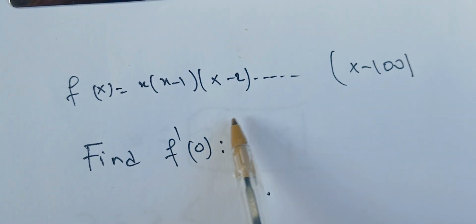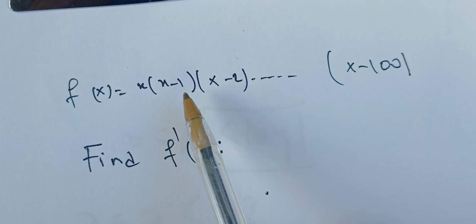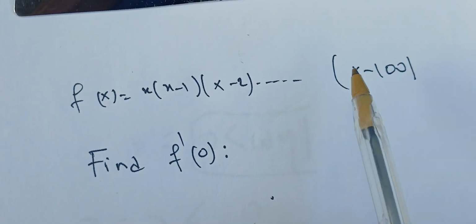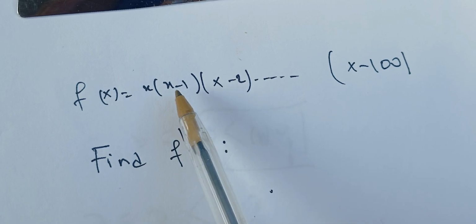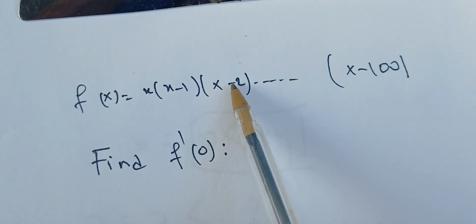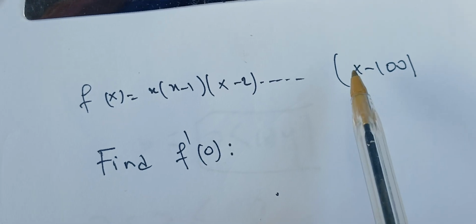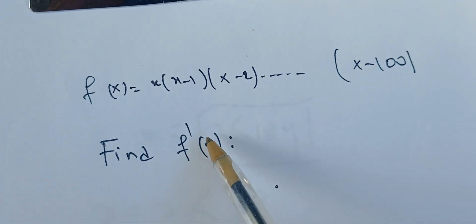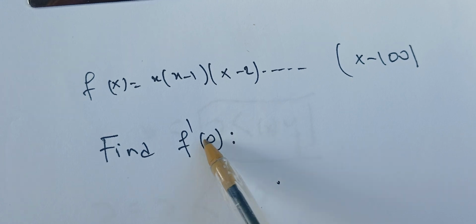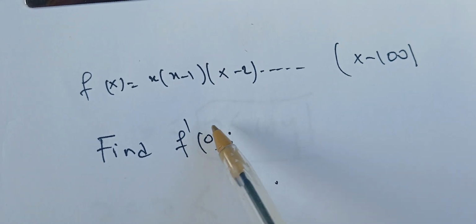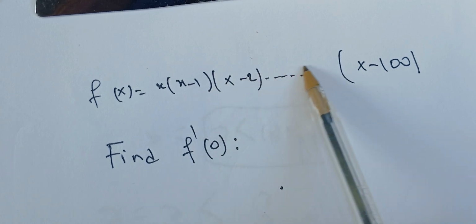This problem deals with finding the derivative of a product of functions at 0. Our function f of x is x times (x minus 1) times (x minus 2), etc., until (x minus 100). We want to find the derivative at the point 0. To find the value of this derivative, we have to differentiate this function.